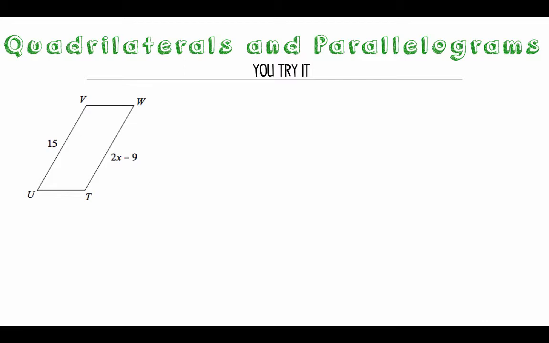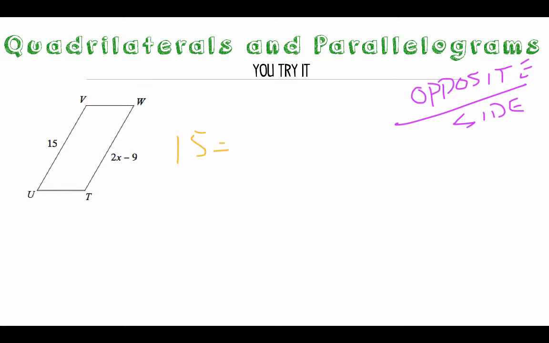All right, so hopefully you guys had a chance to try to solve this. It's a pretty quick one for you. We know, based on our theorem about opposite sides, and I'm going to write that here, that's going to be on your work today. I want to know that you know the theorems. I'd like you to write opposite sides or opposite angles or consecutive angles or whatever it's going to be on your work. And I know that 15 is going to equal 2x minus 9.